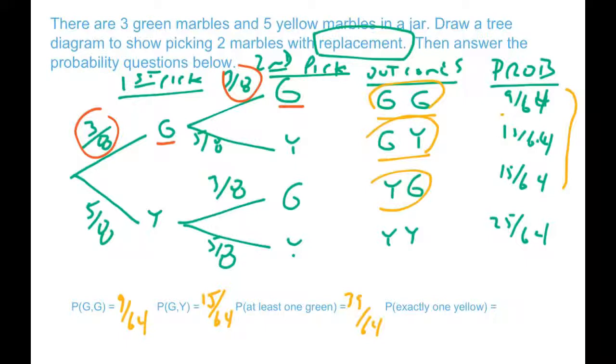And then exactly one yellow. Well, that's just going to be these 2. So I'll add those 2 probabilities up. 15/64 plus 15/64 is 30/64, which I can reduce to 15/32.